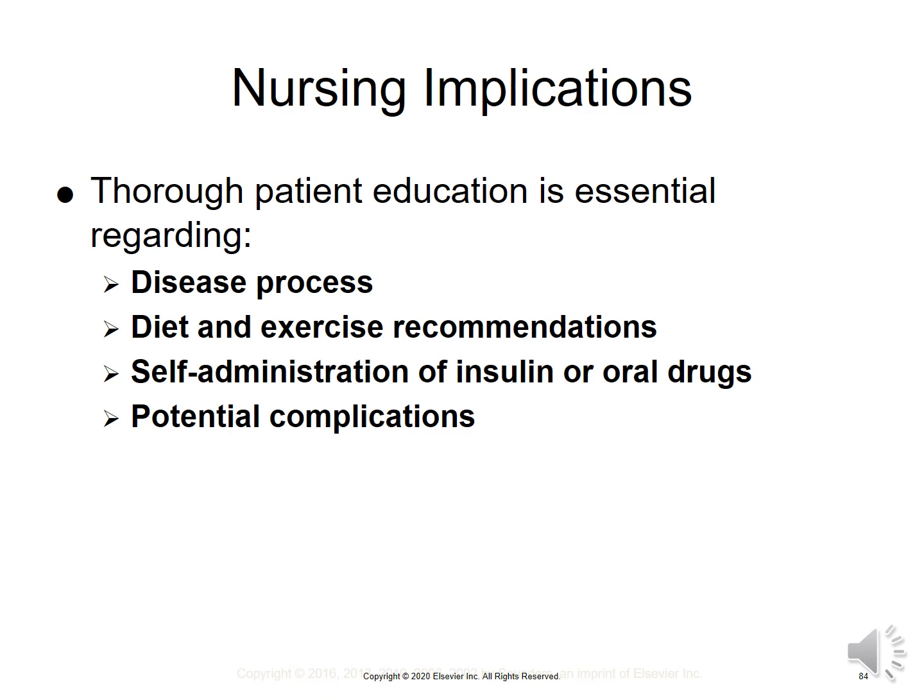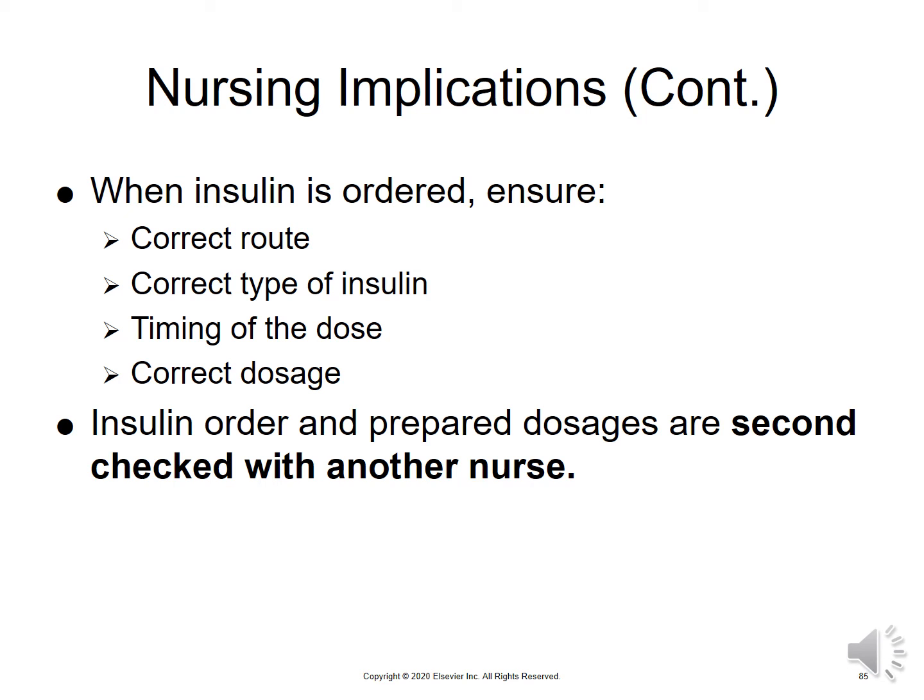Okay, so thorough education is always important. We need to teach about the disease, about diet and exercise recommendations, about insulin or oral drugs, and any potential complications from both your disease process and drugs. When insulin is ordered, we want to make sure we've got the correct route, the correct type of insulin, the correct timing of the dose, and the correct dosage.